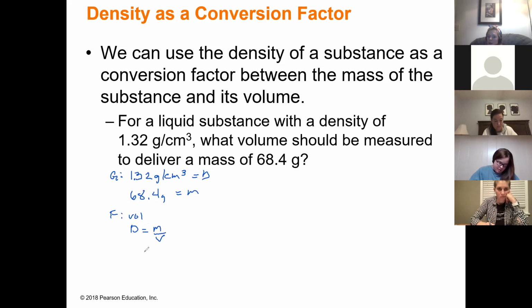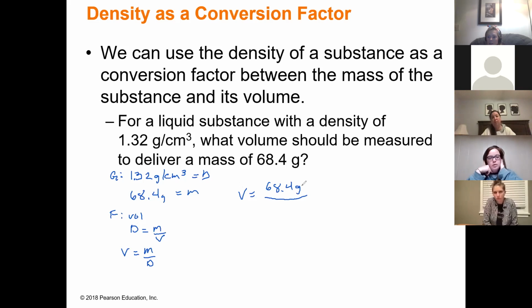When I isolate for volume, and again, some people like to just plug the numbers in and then isolate from there. That's fine if you want to do it that way. Volume is going to equal mass divided by density. So we'll plug our mass in for our numerator. The volume is going to equal 68.4, and I always include my units when I'm plugging and chugging because the units will cancel out, or at least the ones that I don't want to have around, hopefully, divided by this 1.32 grams per centimeter cubed.